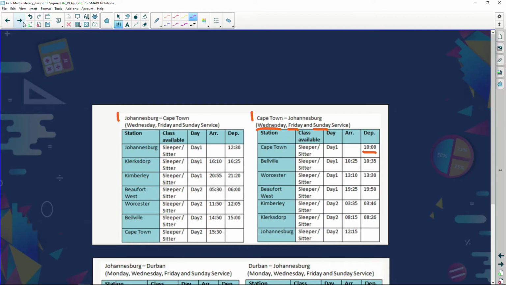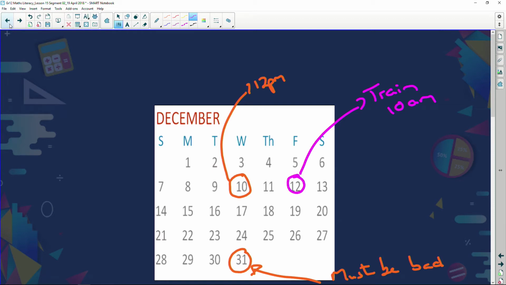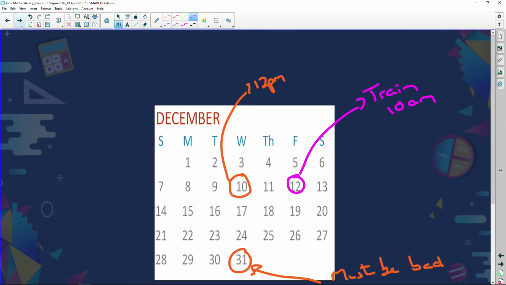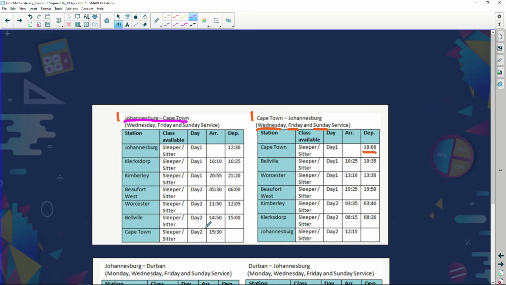Let's go back to our timetable. And we're going to see that Joburg to Cape Town, there are trains that leave on a Wednesday, a Friday, and a Sunday. Now, if they leave on a Wednesday, they're never going to be back. Why? Because if you look at your timetable, it says here on our timetable that the train arrives the next day. Look at that, day 1, day 2. So it arrives back the next day, and it's going to arrive at 15:30, which is 3:30 in the afternoon.